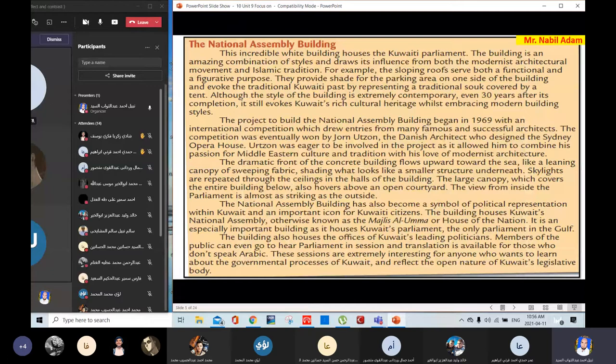Now you are going to read a passage about the National Assembly Building to answer the next questions. Here, let's have a look at the article or the passage. The title is the National Assembly Building. And count the paragraphs. How many paragraphs do we have? Paragraph 1, 2, 3, 4, and 5 paragraphs. So the article is divided into 5 paragraphs.